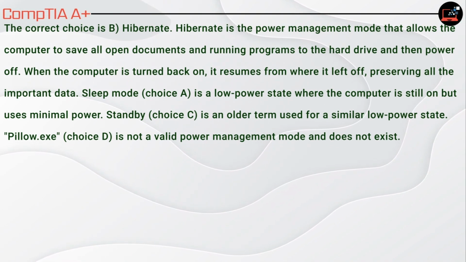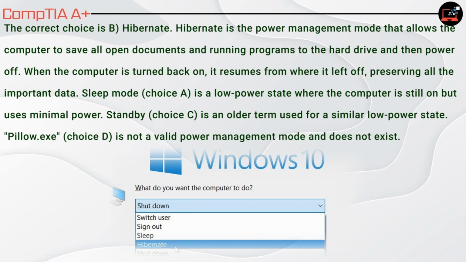The correct choice is B. Hibernate. Hibernate is the power management mode that allows the computer to save all open documents and running programs to the hard drive and then power off. When the computer is turned back on, it resumes from where it left off, preserving all the important data. Sleep mode, choice A, is a low power state where the computer is still on but uses minimal power. Standby, choice C, is an older term used for a similar low power state. Pillow.exe, choice D, is not a valid power management mode and does not exist.